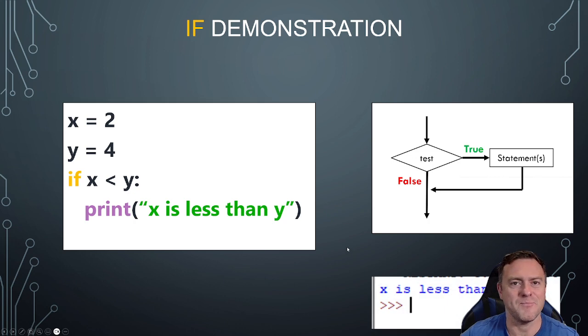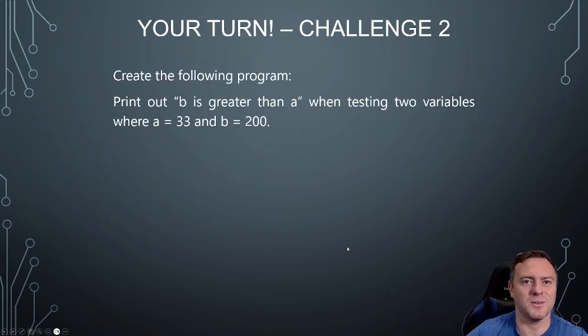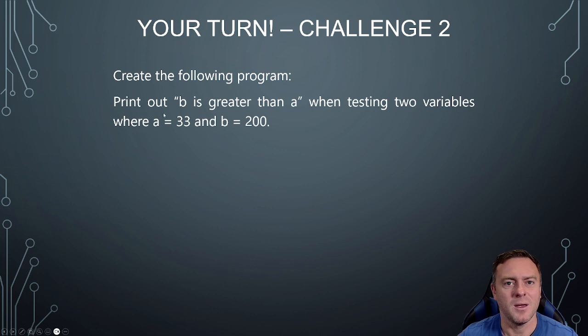Pretty cool, right? So your turn, have a go at this. Create a program that prints out B is greater than A when we test 2 variables, where A is 33 and B is 200. And then just pause the video and see how you go.